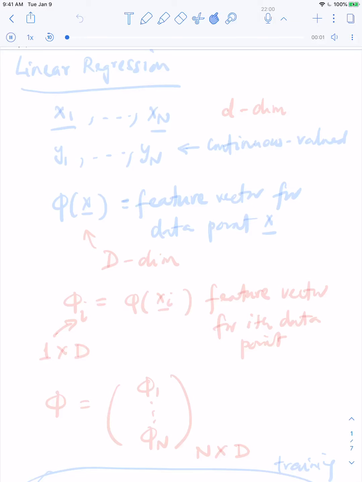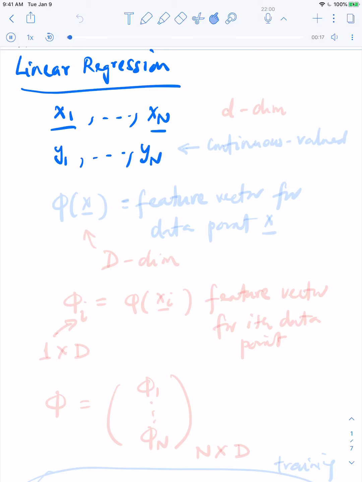So let's talk about the most basic model of regression, which is linear regression. So I have data examples as before. I have labels as before, y1 through yn. And the only difference between regression and classification, it's of course a big difference, is that these are now continuous valued.